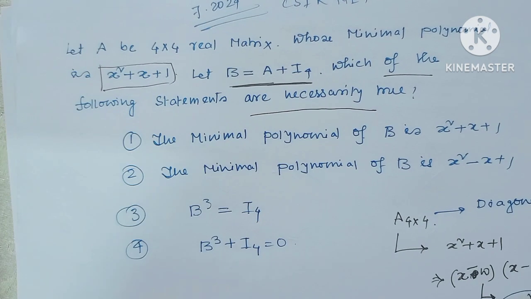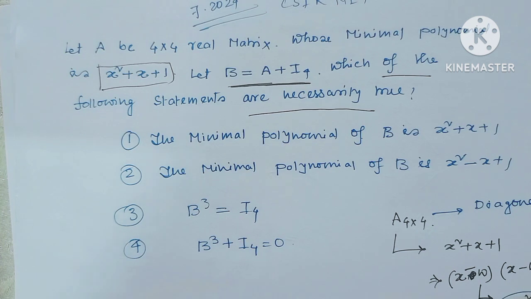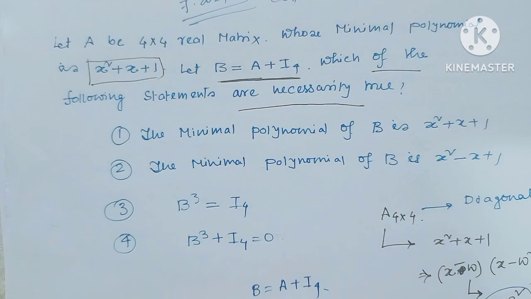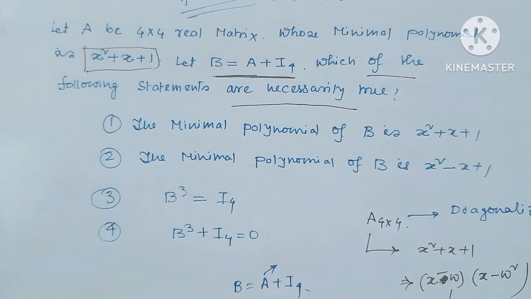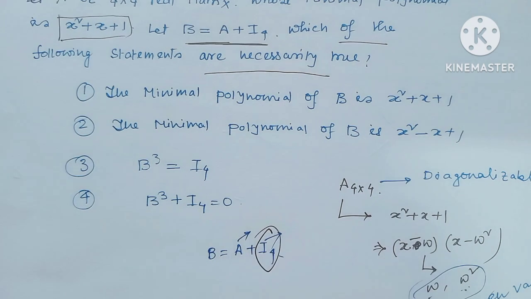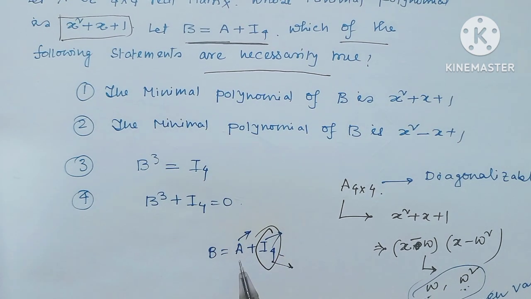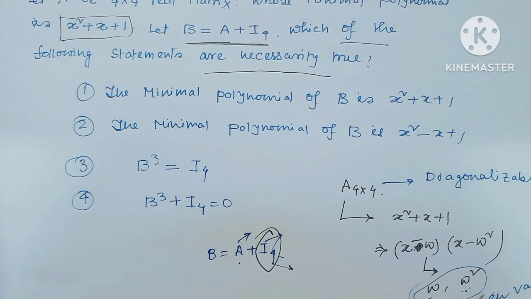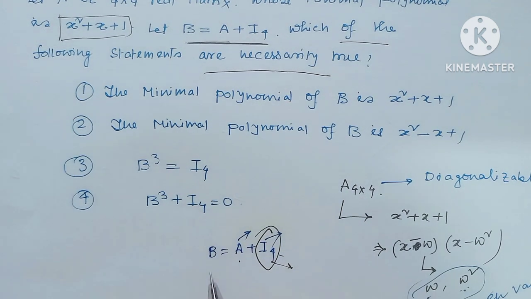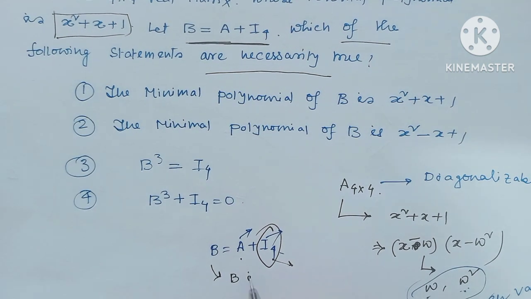But we have to find all the options about B, where B equals A plus I4, where A is diagonalizable. And we all know the identity matrix is also diagonalizable. A sum of two diagonalizable matrices may or may not be diagonalizable. But since this is only a scalar matrix added to a matrix, the sum will obviously be diagonalizable. Therefore B is also diagonalizable.